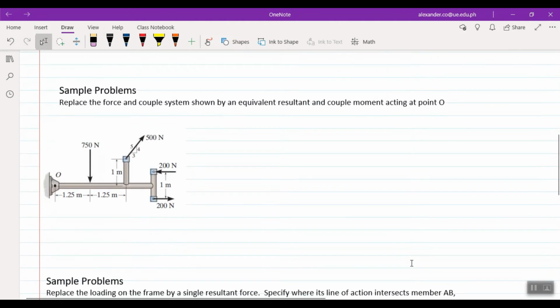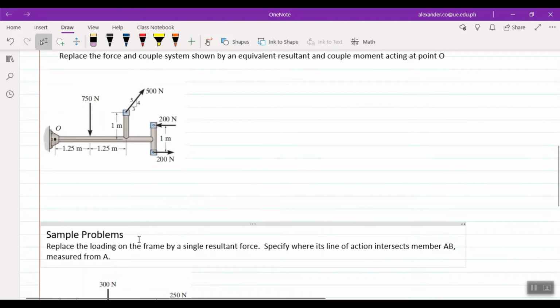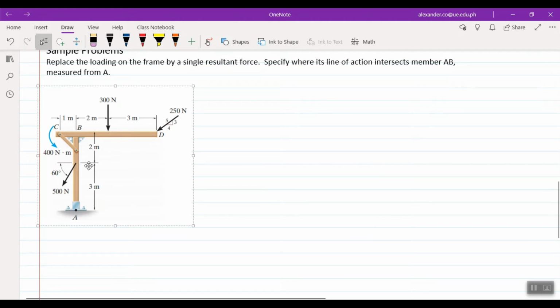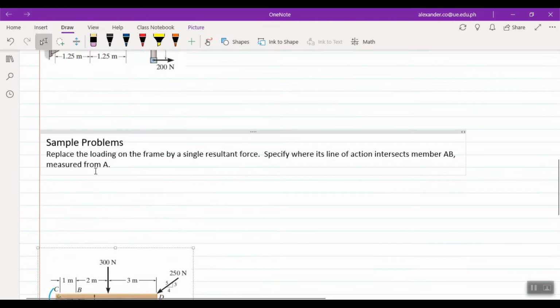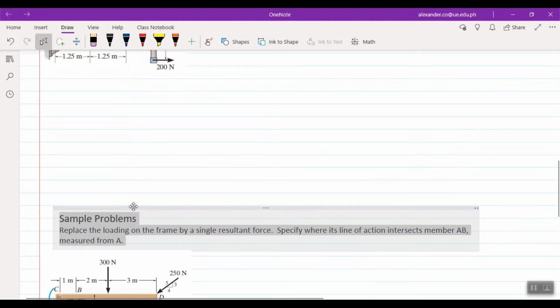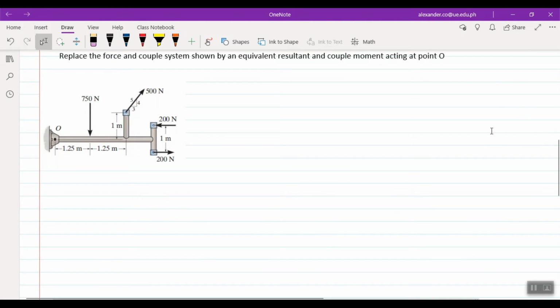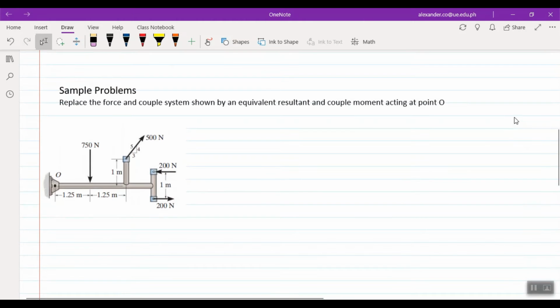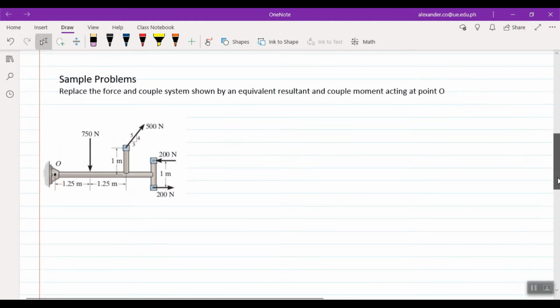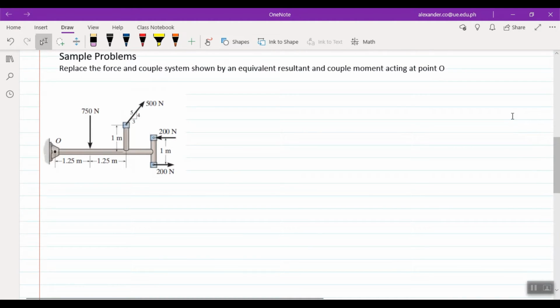Nakahanda na. Ito yung next problem natin. Tabi lang muna natin yung, ito medyo challenging to, no? Yung pangatlong problem. Alright. So, ito naman, next problem, sabi dito, replace the force and a couple system shown by equivalent resultant in a couple. So, halos the same lang at point O. Halos the same lang. Okay? So, medyo naibal lang yung kanyang itsura. So, lahat dito, point O.